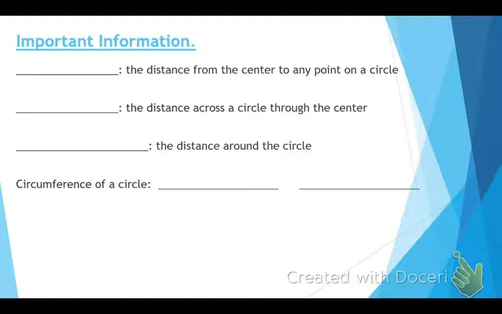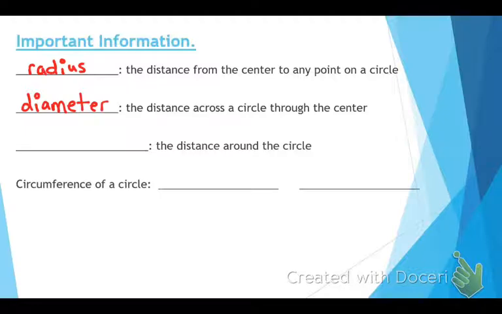The distance from the center to any point on a circle. Taylor, what is it? The radius. All right, look carefully for how it's spelled. Make sure you're spelling it correctly. The next vocab word is the distance across a circle through the center. What is that, Harmony? Diameter. The diameter.